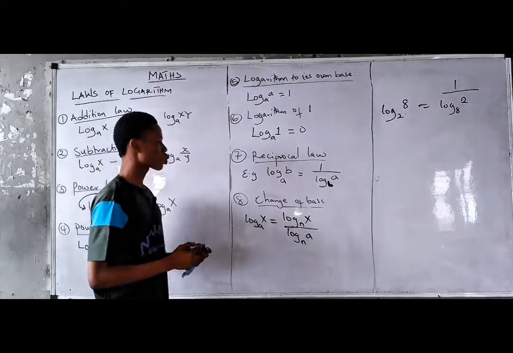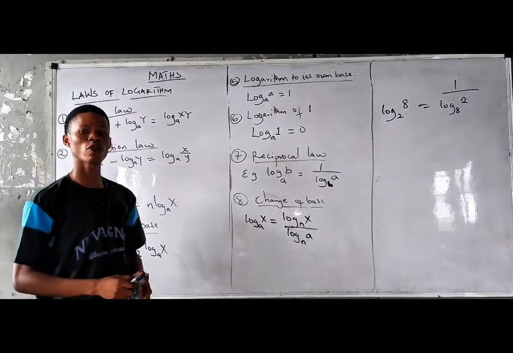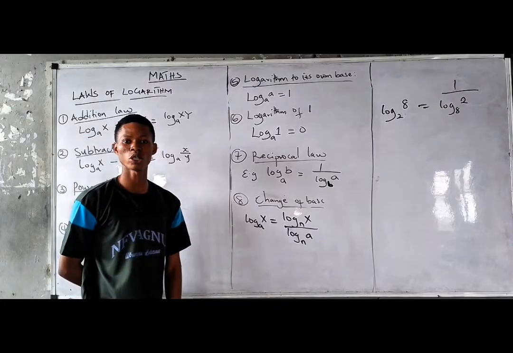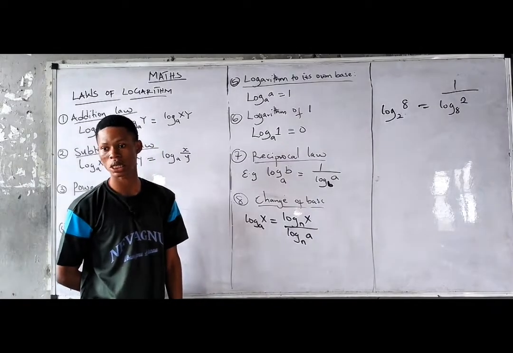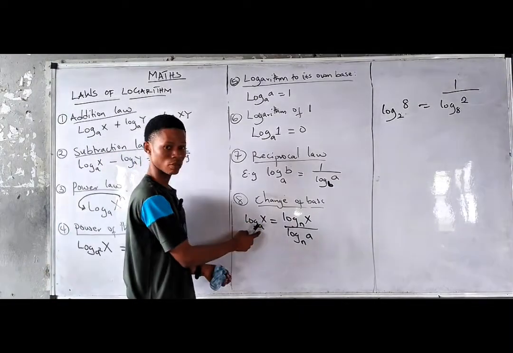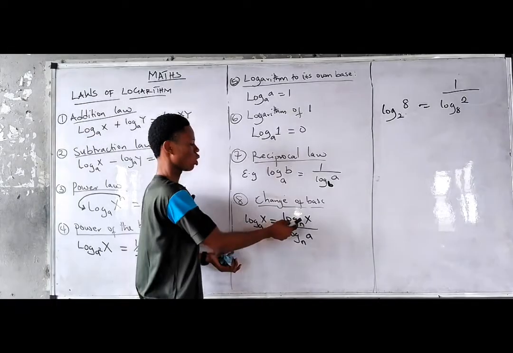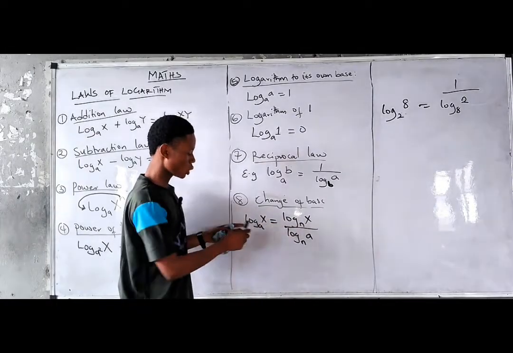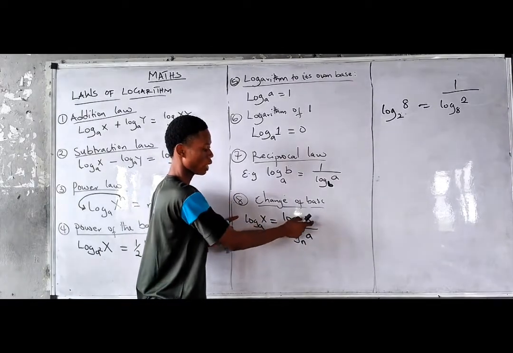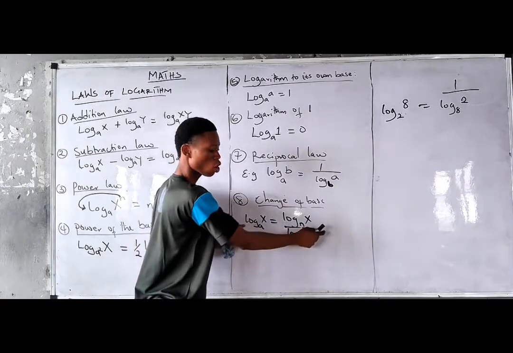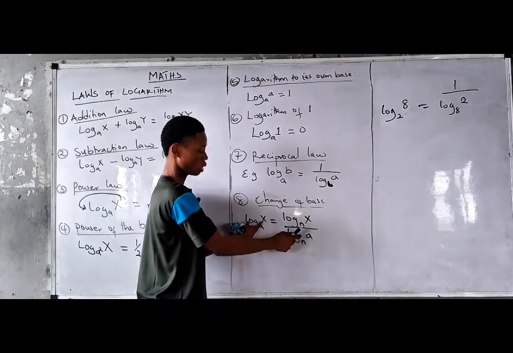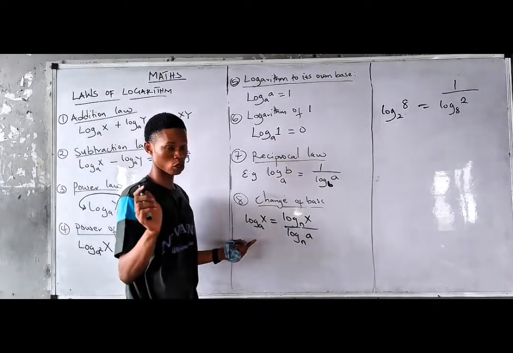Now, the last one here, change of base. If you want to change the base, maybe you don't like the base, or the base is not working the way you want it to work, you can actually change the base. In this one, log x in base a, and we want to use the base as n. What you do is just change your base to n. Log x in base n, all over log a in base n, that is your new base, applied to the original base.